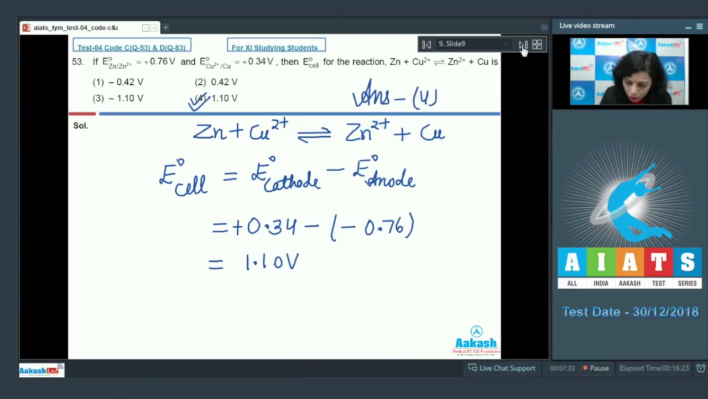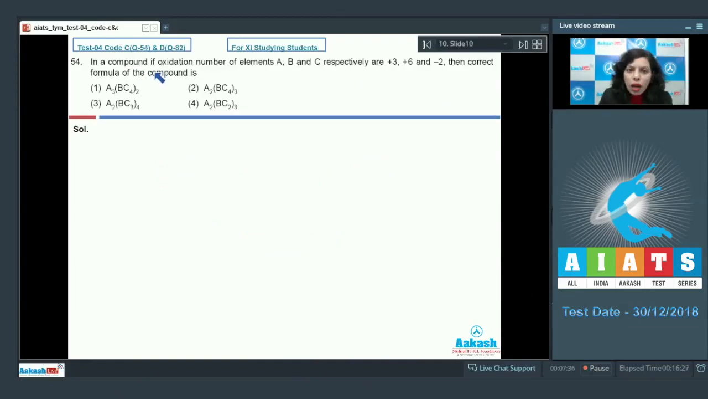After this, question number 54. In a compound, if oxidation number of elements A, B, C respectively are plus 3, plus 6 and minus 2, let me underline them. 3 elements are there and their respective oxidation numbers are also given. Then you have to find out the correct formula of that particular compound. So when you look at the given compounds, you will identify that the compound present in option 2 can follow this. Let's check how it is following.